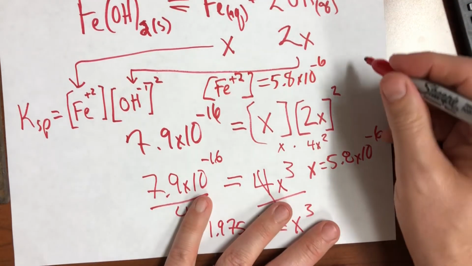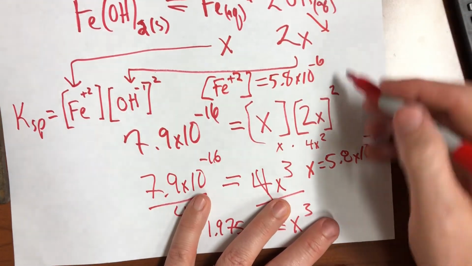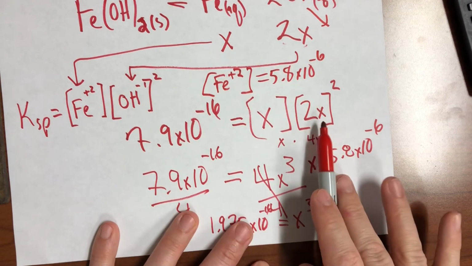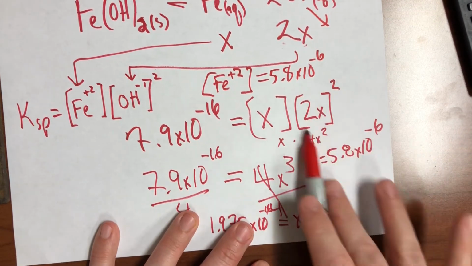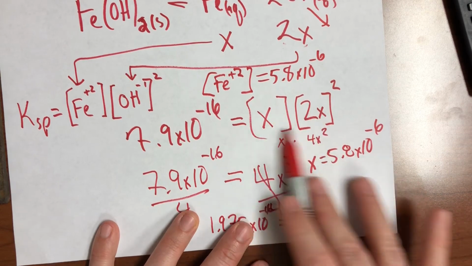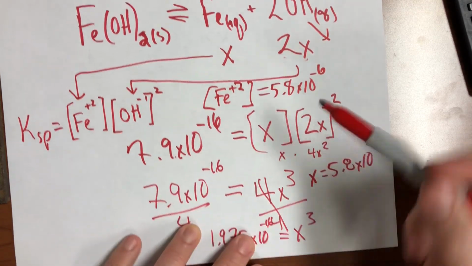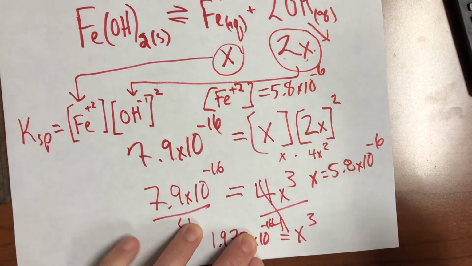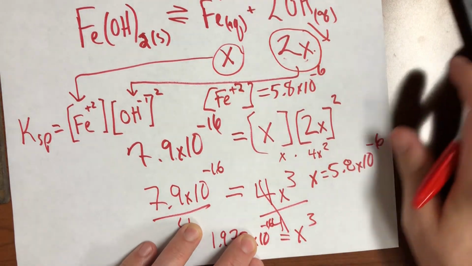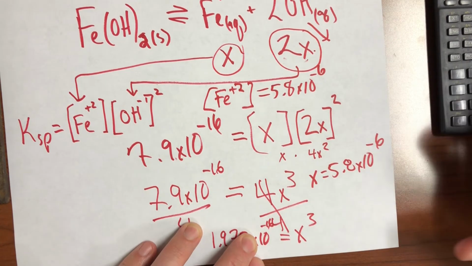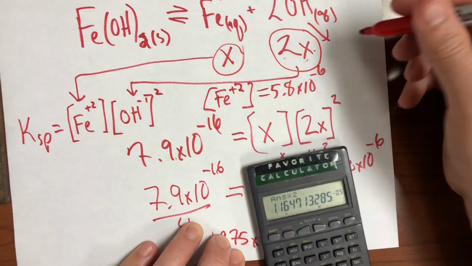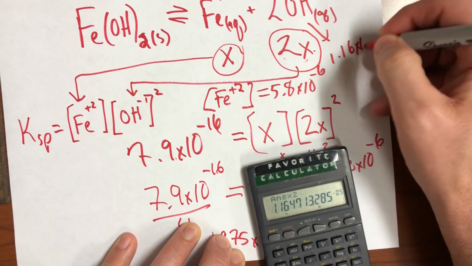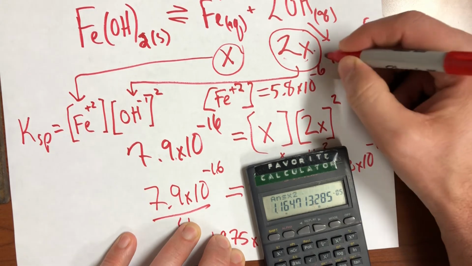And the hydroxide ion concentration is going to be not X, but 2X, not 2X squared either. Remember, this isn't the concentration of the hydroxide. This is how you calculate the K expression. The hydroxide concentration is just 2X. The iron concentration is X. So we're going to take 5.8 times 10 to the negative 6, and we're going to double it to get our hydroxide concentration of 1.16 times 10 to the negative 5th. And the units here are molars.